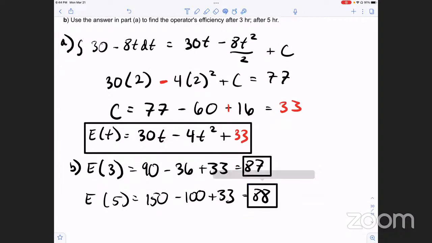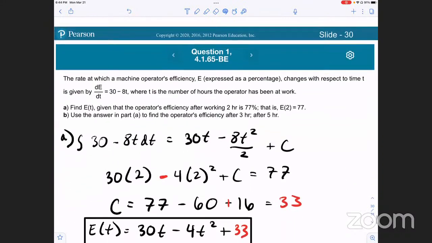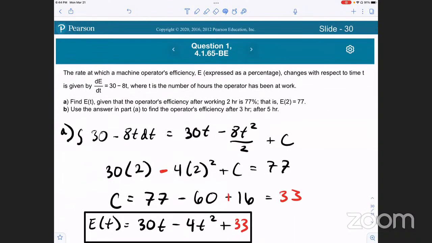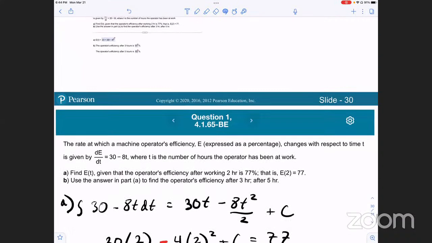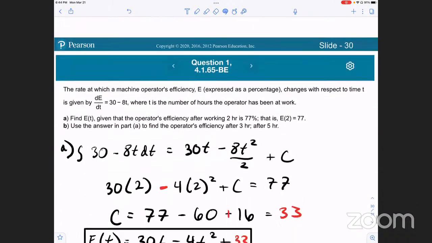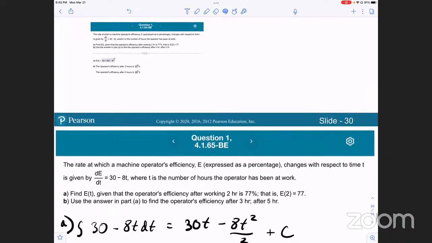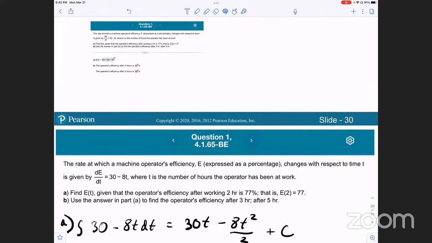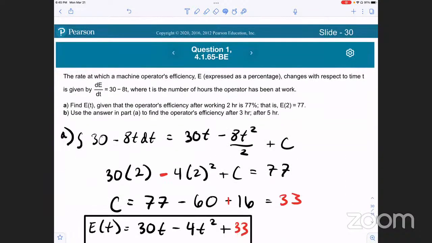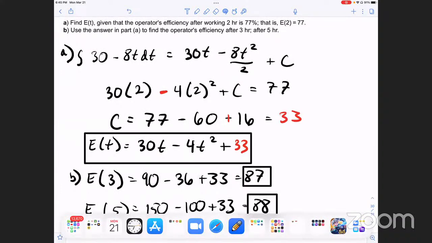Okay, and I think I have the results on the previous slide. We got 33 plus 30t minus 4t squared, and then 87 and 83. You got that last one wrong? Oh, no, that's what you answered. Let me go back to see. Yeah, that should be 88. I think that's what you answered.